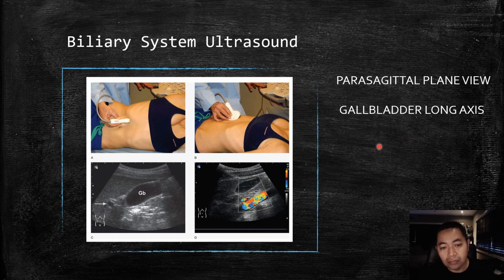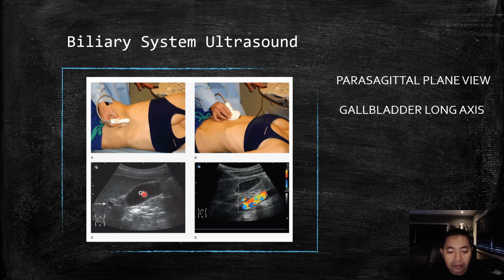To see the gallbladder and bile ducts, the parasagittal plane view is often a good way to start. One needs to slide the transducer across the upper abdomen in a parasagittal plane. The bile ducts and surrounding anatomy, such as the liver, the IVC, the aorta, portal vein, and gallbladder, can be seen easily along their long axis.